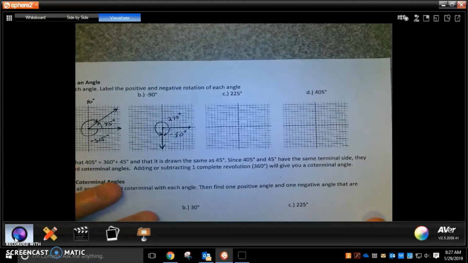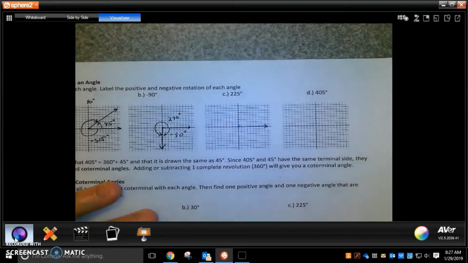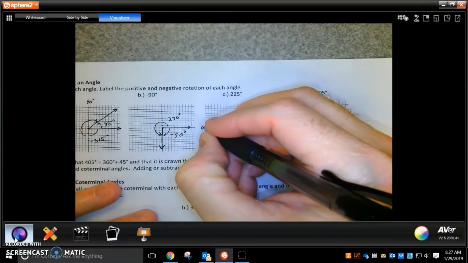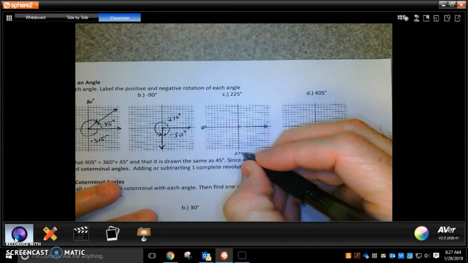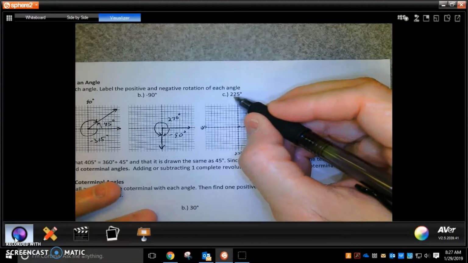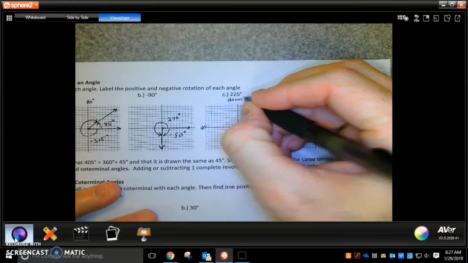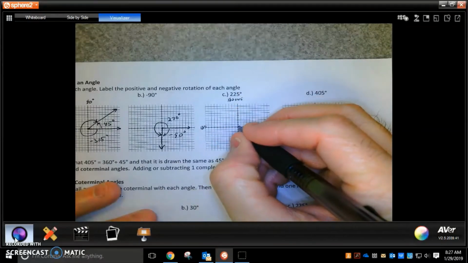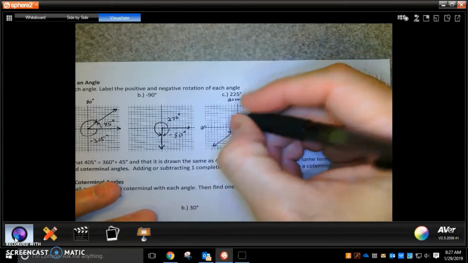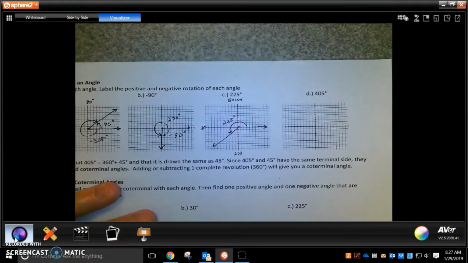Okay, example C, 225. All right. So think about where that one's going to be. So 225 degrees. So this is 90. This is 180. And then this is 270. So we're going to 180, and then we're going to keep going. We need to go another 45 degrees. So 225 is 180 plus 45. So this would be 180, 45 would be here. So from here to here, that would be a 225 degree angle.